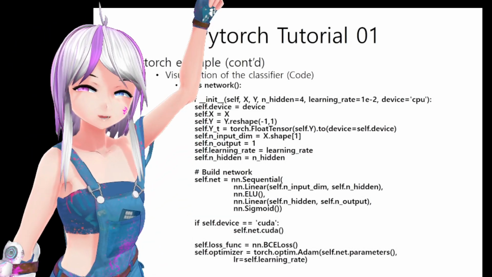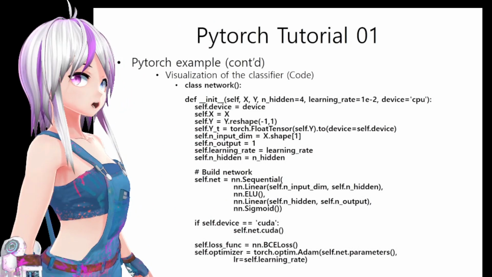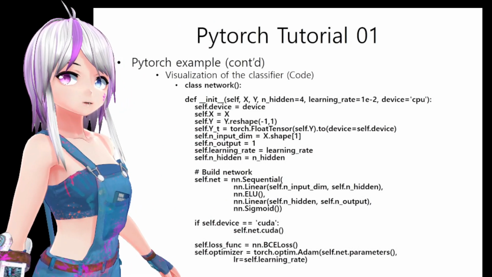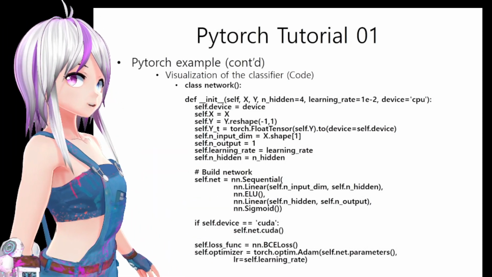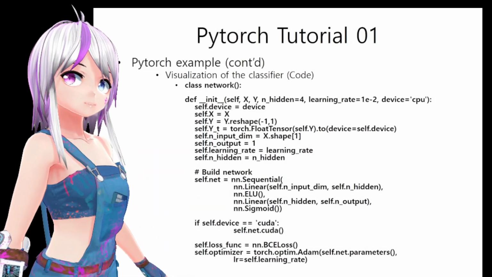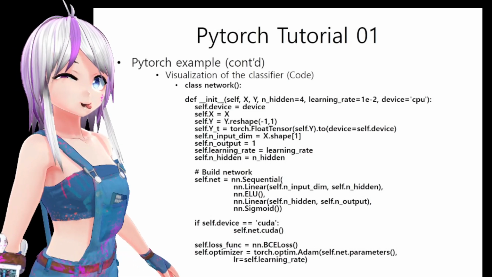self.net is the variable. And also the loss function is defined, self.loss_function. And self.optimizer, which is torch.optim.Adam, same as before.